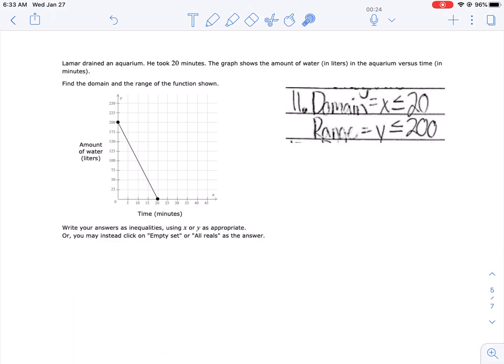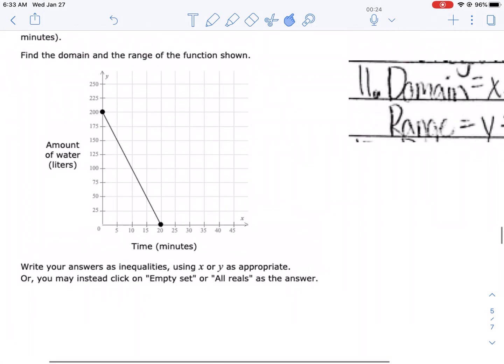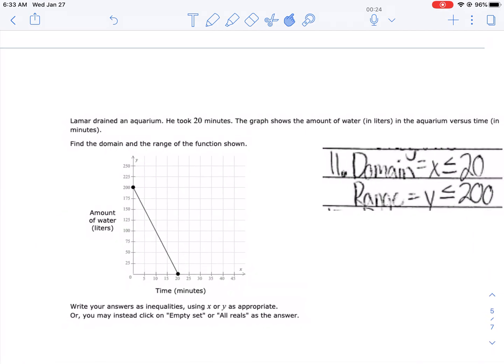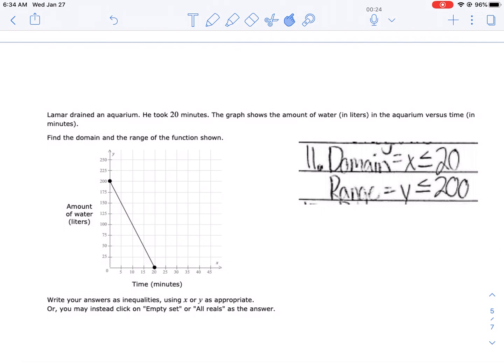This question is mostly correct. The only thing is you missed the context of it. It says Lamar drained an aquarium. It took him 20 minutes. The graph showed the amount of water in liters in the aquarium versus time in minutes. Find the domain and range of the function. You're right. The domain is less than or equal to 20. The range is less than or equal to 20.